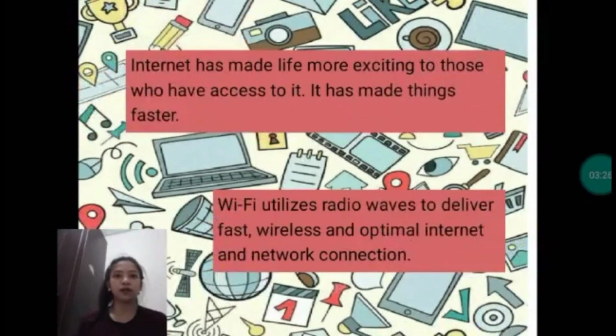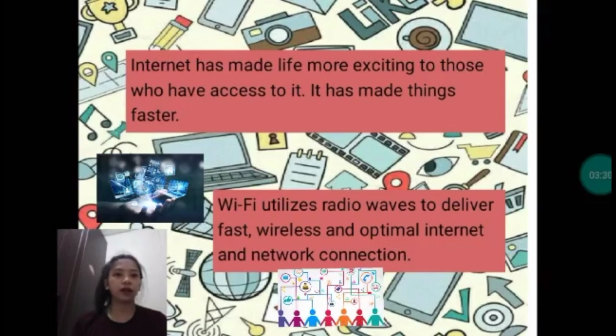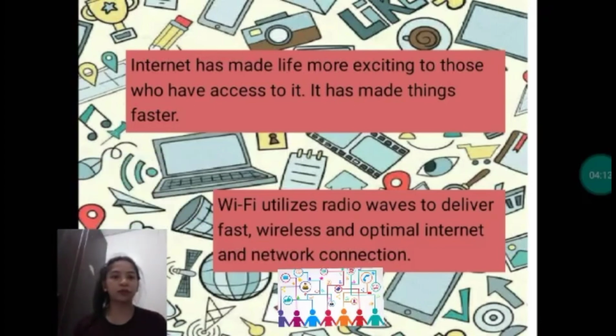So next is internet. Internet has made life more exciting to those who have access to it. It has made things faster, and Wi-Fi utilizes radio waves to deliver fast, wireless, and optical internet and network connection. So in our generation, internet has become a part of everyone's lives and made things faster and easier to use. That's all. So the next reporter will be Autor.